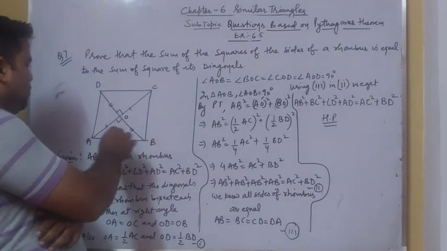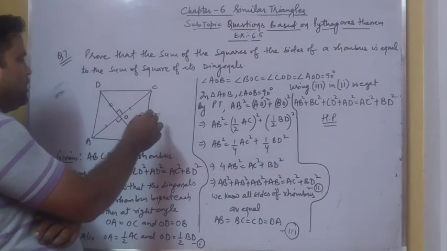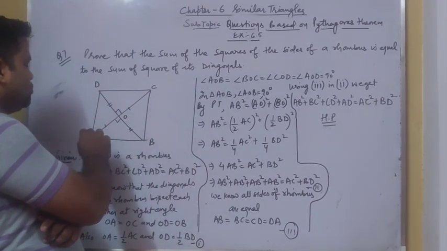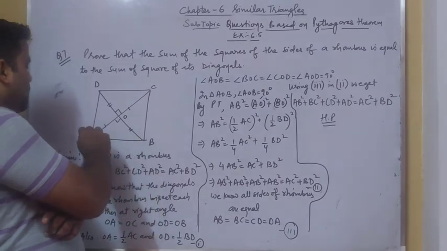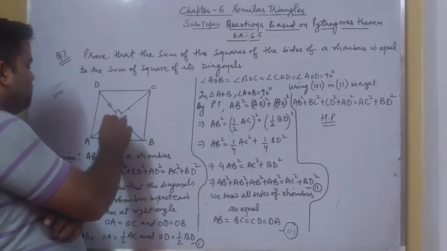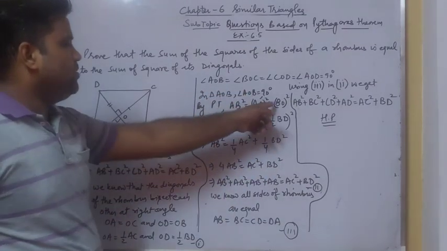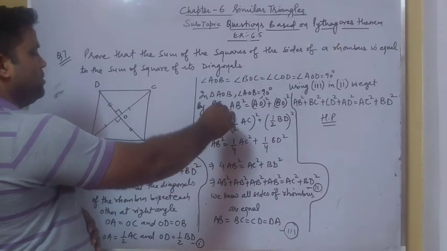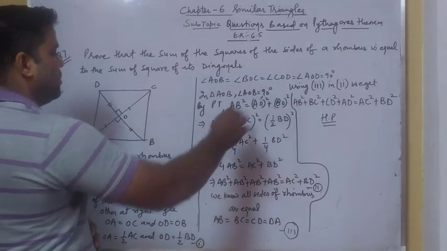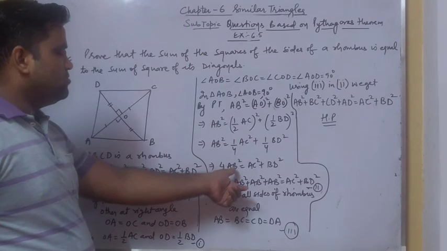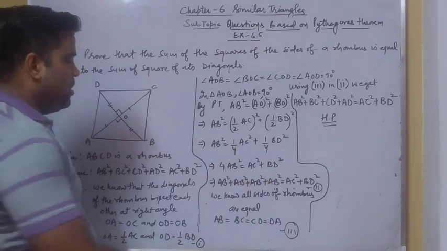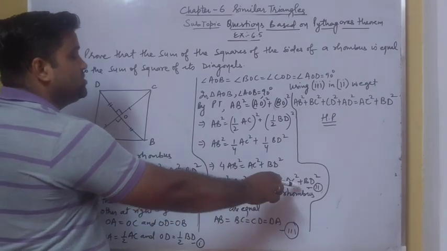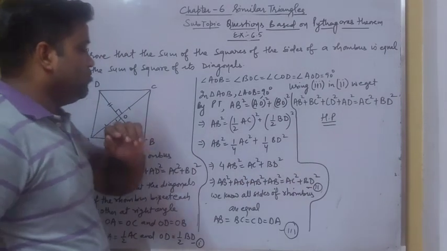Now let us come to the triangle AOB. You can take another triangle, I am taking this. So in this triangle angle AOB is 90 degree. By using the Pythagoras theorem we get AB square equal to OA square plus OB square, or AO square plus BO square. Using the first equation, we get AB square equal to half of AC square plus half of BD square. On solving, we get 4 times AB square equal to AC square plus BD square. We can write 4 times AB square as AB square plus AB square plus AB square plus AB square equal to AC square plus BD square. We consider it as equation number second.